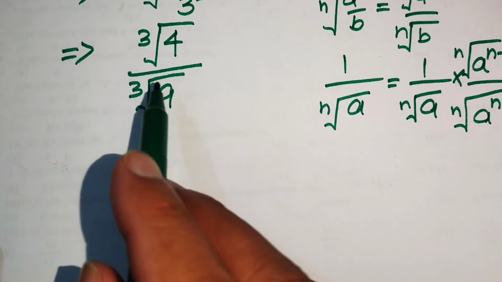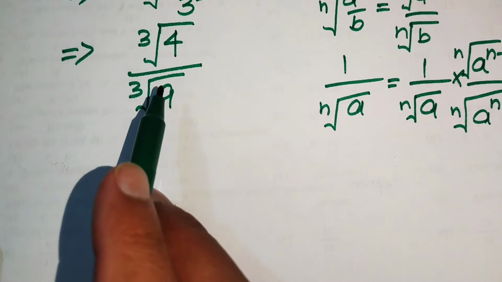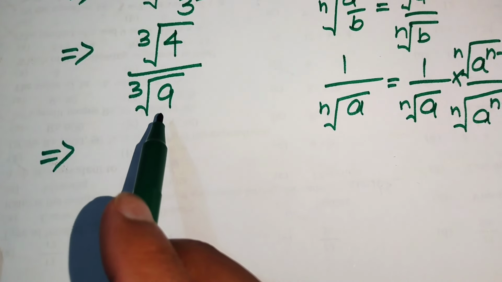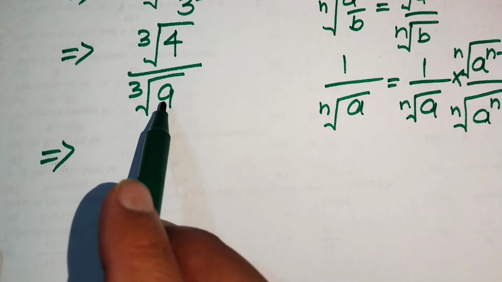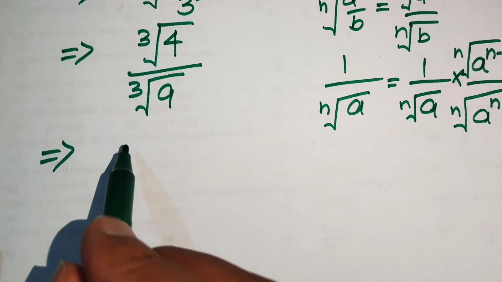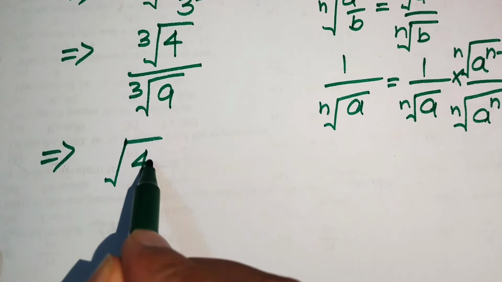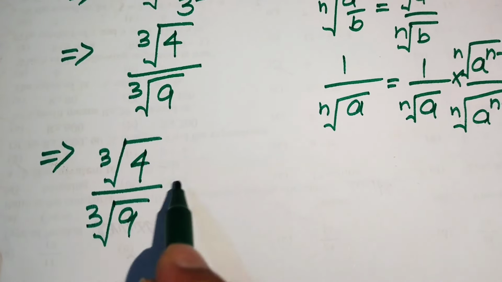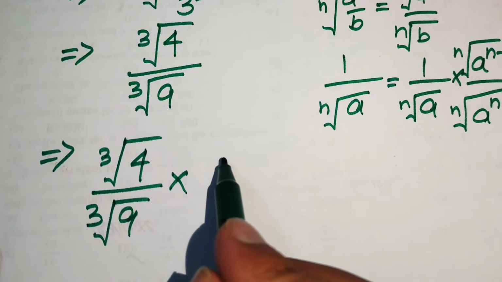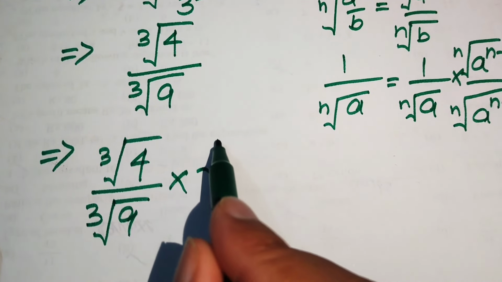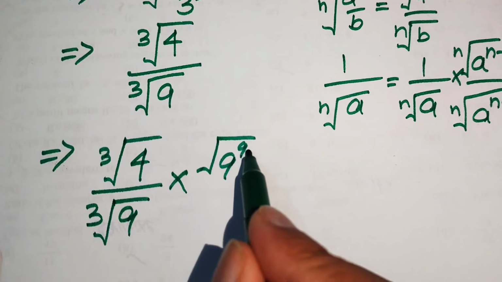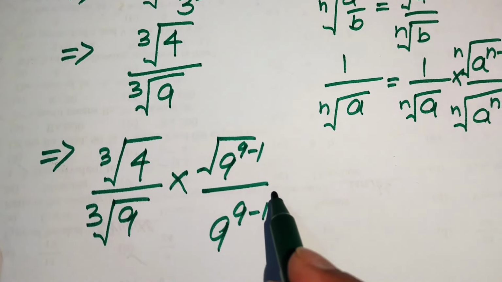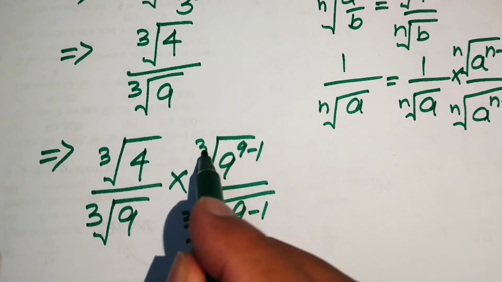Now you just see that we have the cube root of 4 over the cube root of 9, and now we multiply the cube root of 9 to the power of n minus 1 on the upside as well as the downside, and it is written as the cube root of 4 divided by the cube root of 9, multiplied by the cube root of 9 to the power of n minus 1 divided by the cube root of 9 to the power of n minus 1.